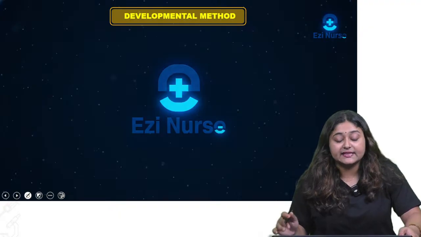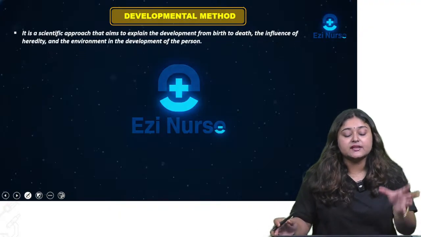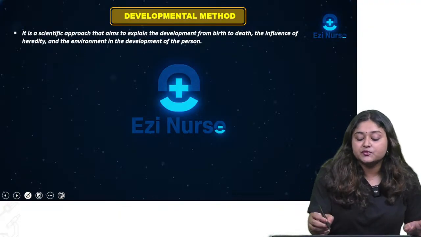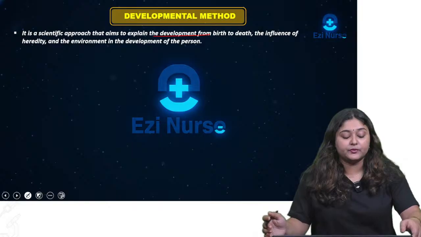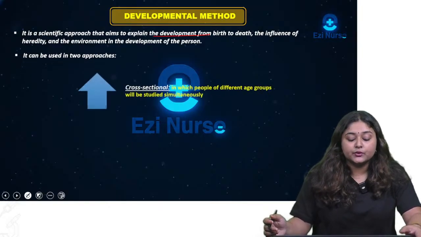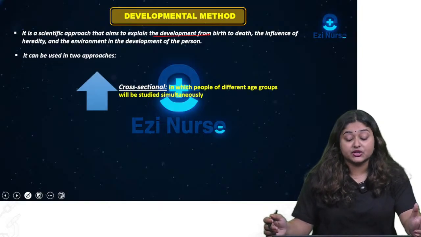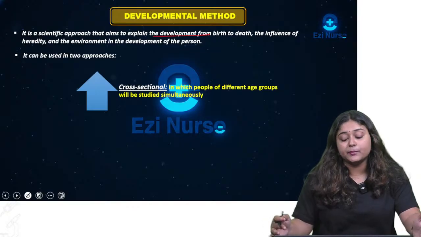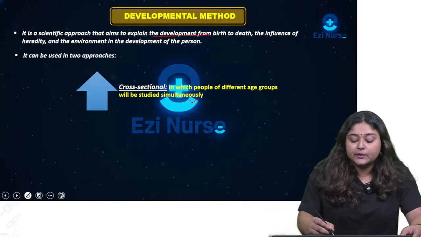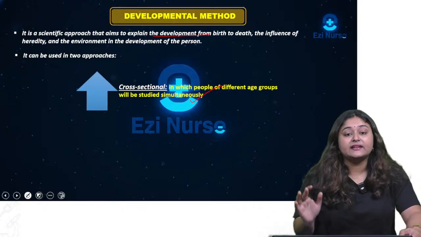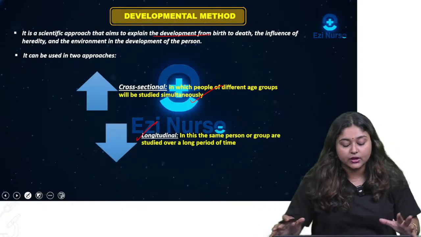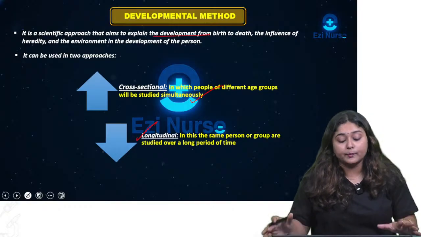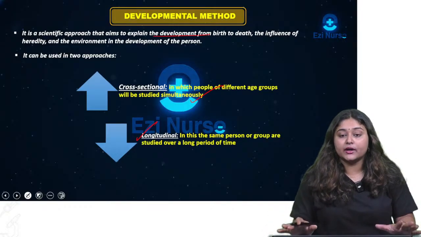Now come to the next, that is the developmental method. So it is a very scientific approach which aims at explaining the development of the person from birth. So it can be used in two approaches. First is cross-sectional. Cross-sectional in the sense where people of different age groups are studied simultaneously. And the last is longitudinal. So this is where the same person or group is studied over a long period of time. So that is the longitudinal method.